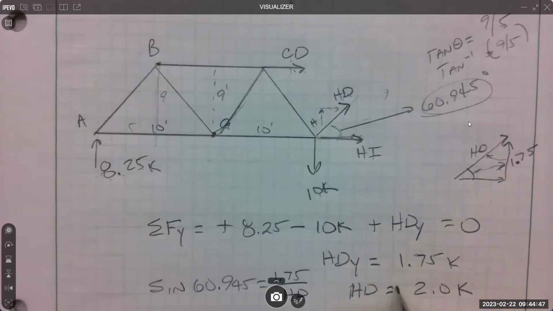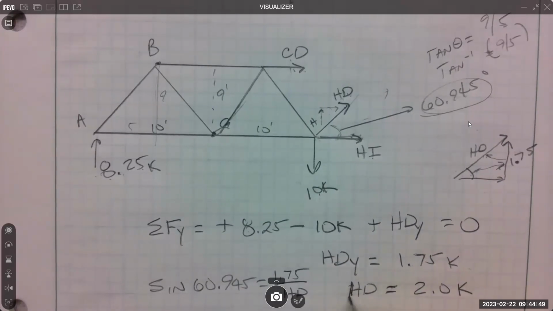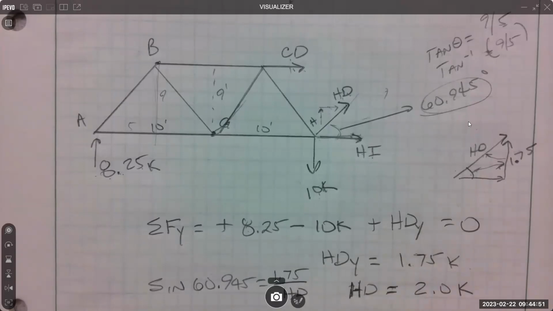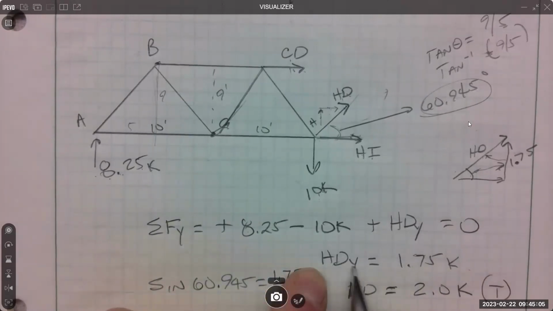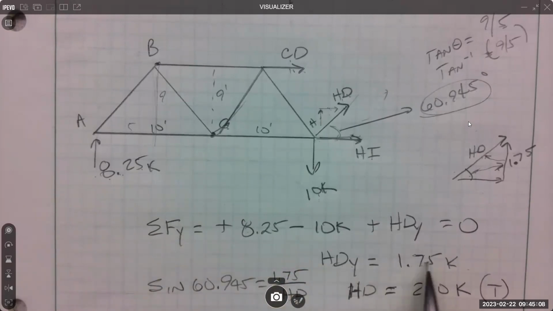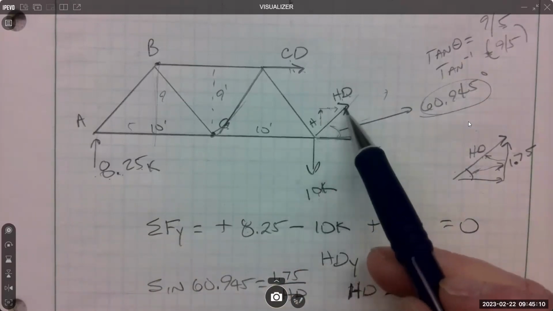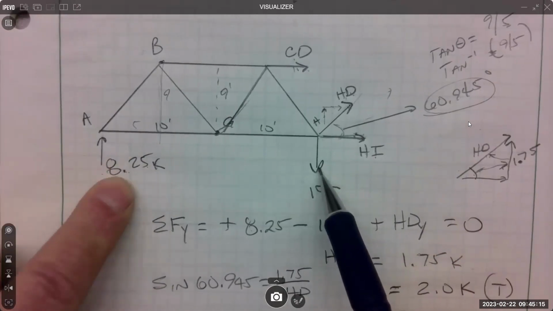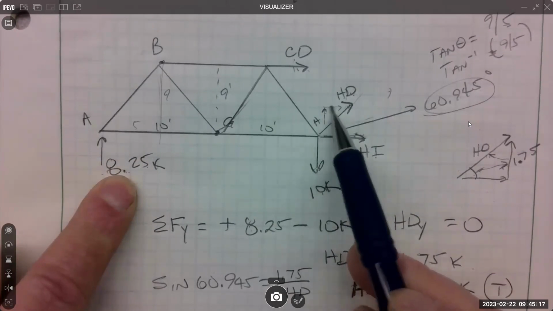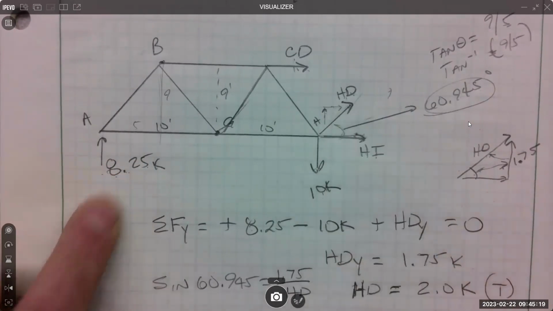Compression or tension? Well, it's positive, so it's pressure. Nope. Positive does not determine compression or tension. Does it point away from the point or to, yeah, so that means it's in tension. So when HDY came out positive, that means our direction's good, right? This does have to go up to fight the 10K going down. The 8.25 needs help, so that's got to go up. So this goes up and away. Definitely tension.